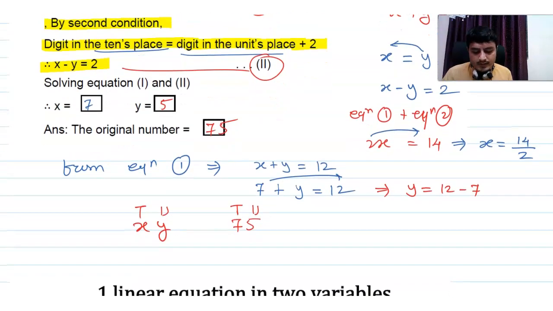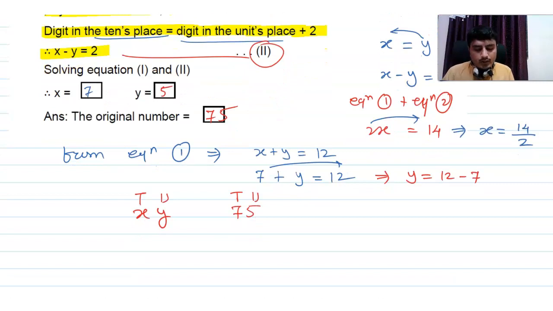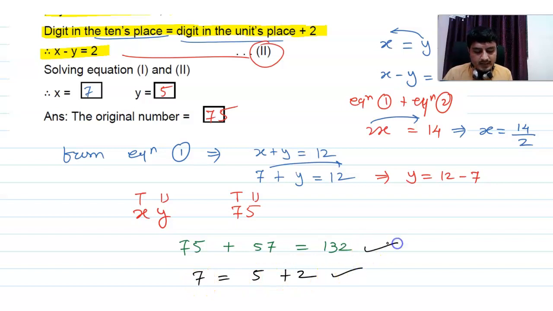Now let's check whether our answer is correct. The number is 75, and once we interchange the digits, we get 57. Adding them, 75 plus 57 is 132. For the second condition, the digit at the tens place, that is 7, is 2 more than the digit at the unit place, since 5 plus 2 is exactly 7. So both conditions are satisfied and our answer is correct. The original number is 75. Hence we have covered all three activities given in the question bank.